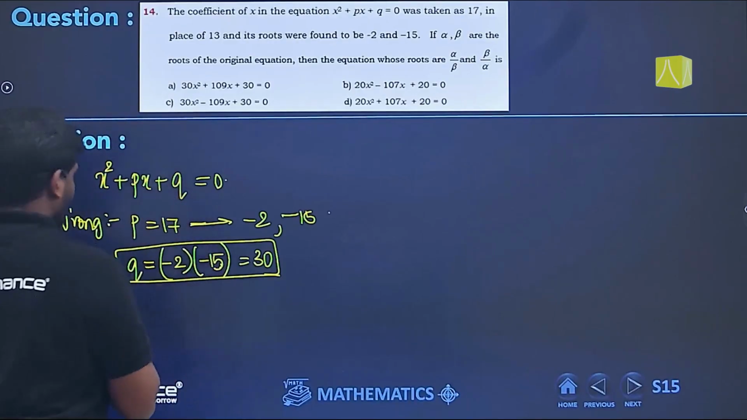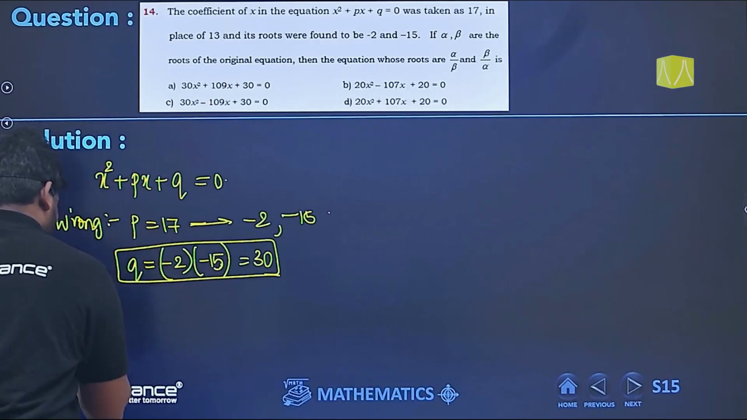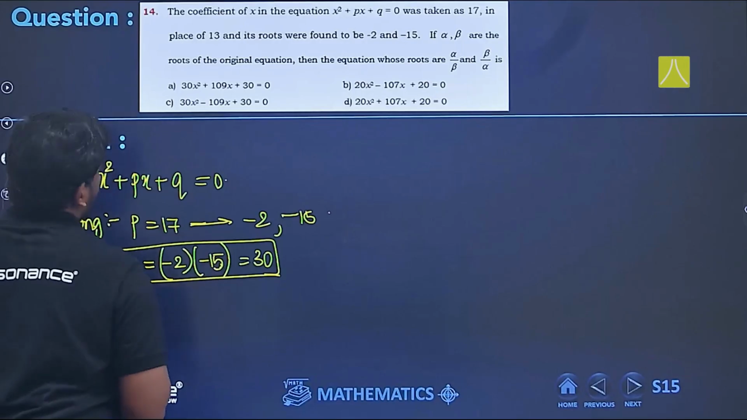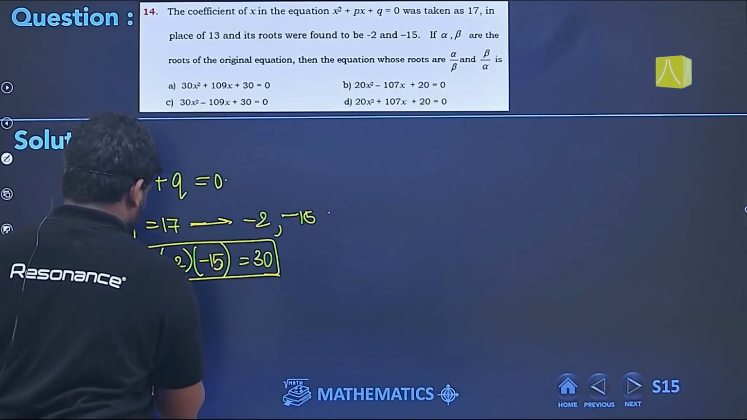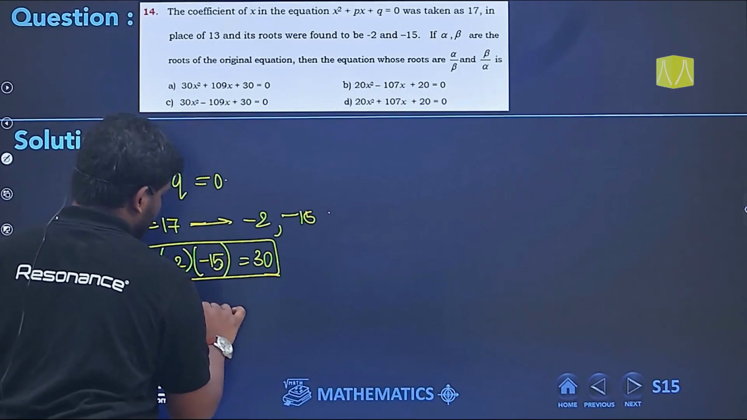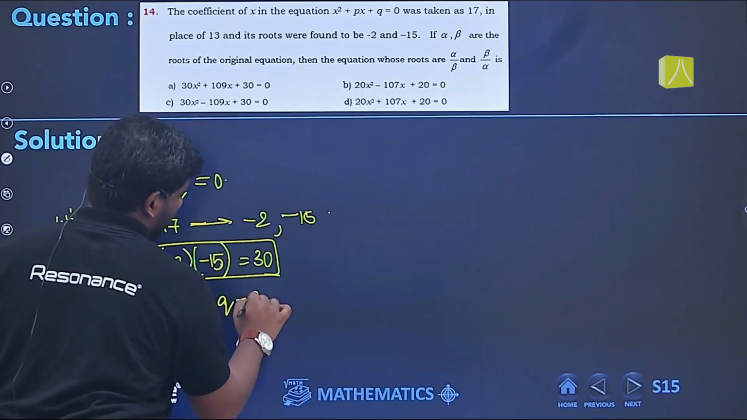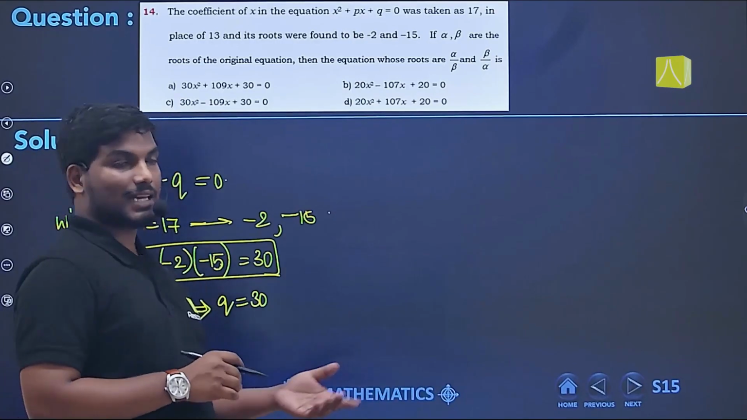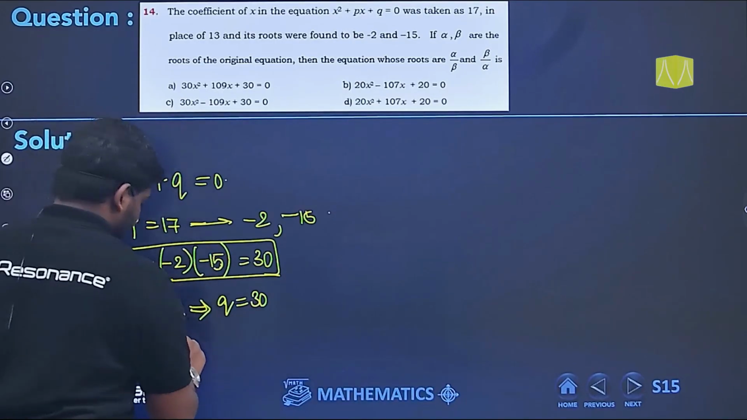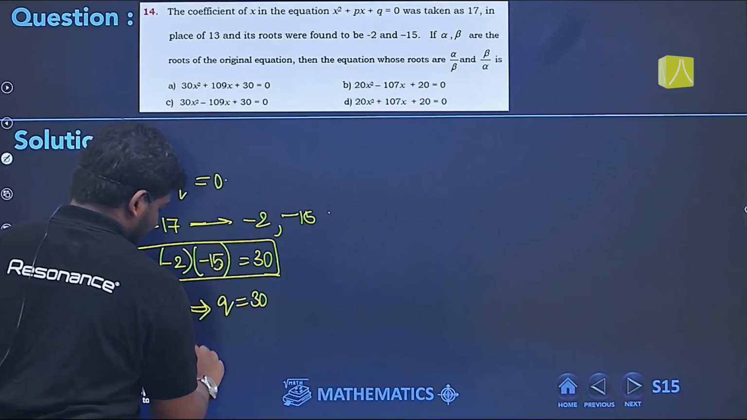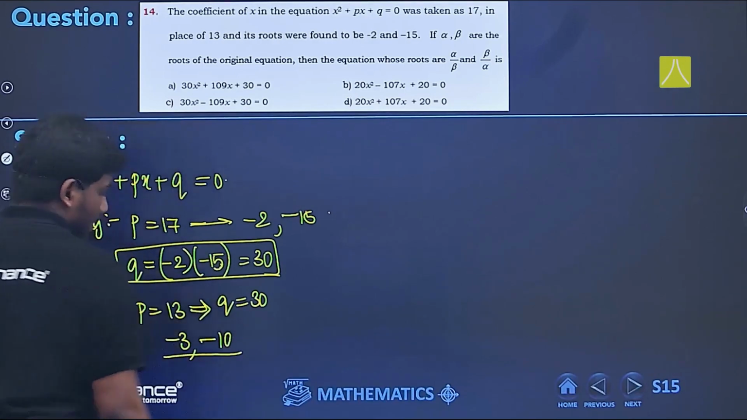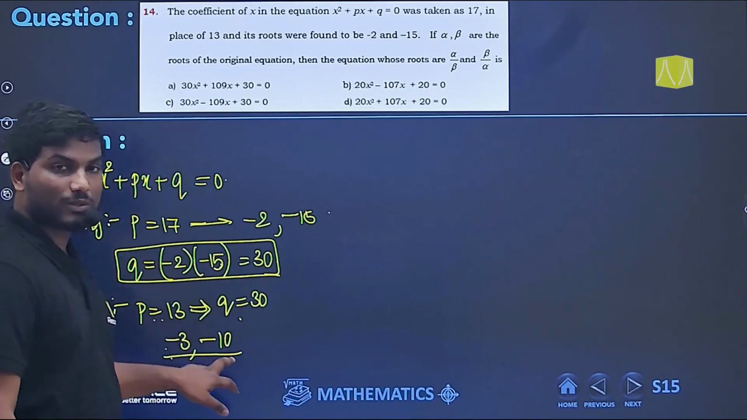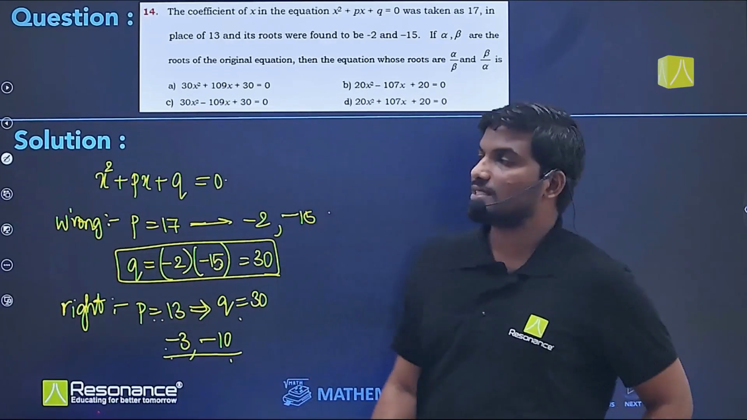So in place of 17, now the right way, where p equal to 13 and q equal to 30, is as simple as finding out the roots as minus 10 and minus 3. Right? The sum of the roots is minus 13 and the product of the roots is 30. So minus 3 and minus 10 are the roots.